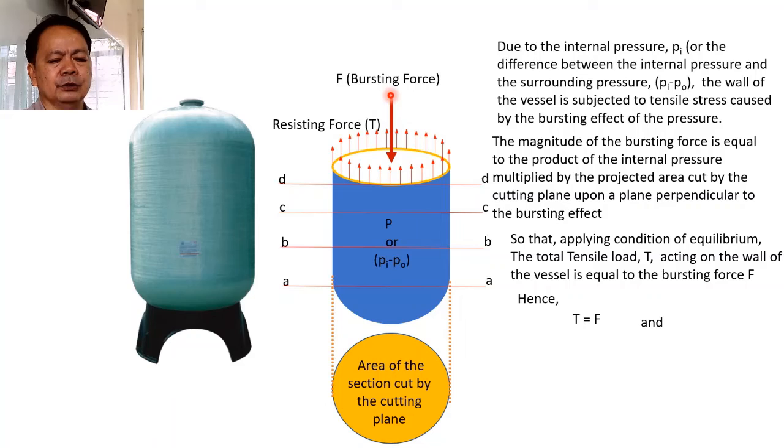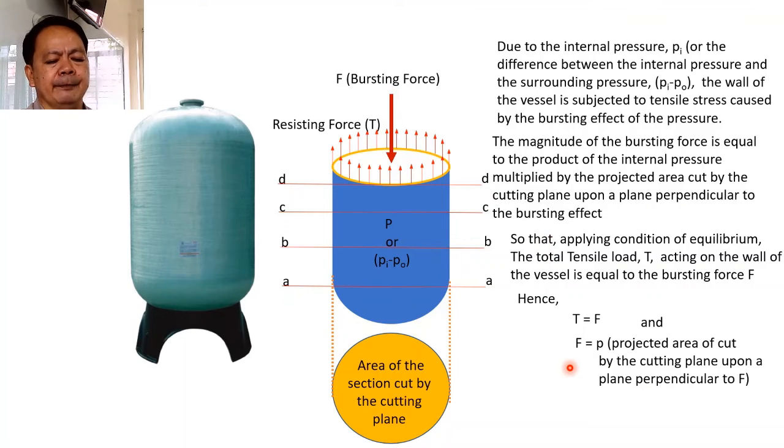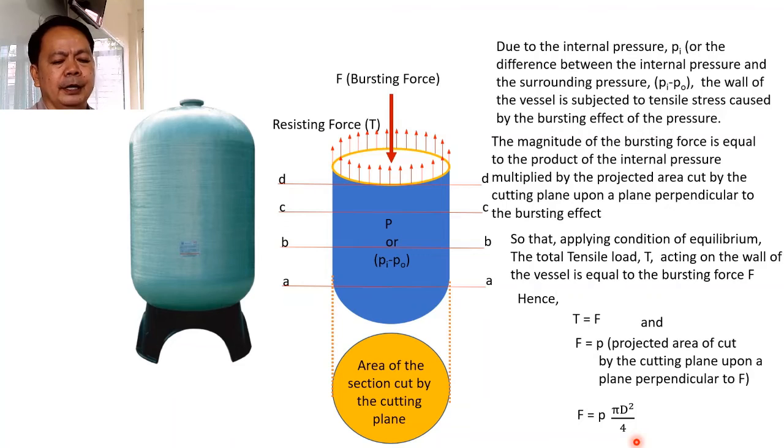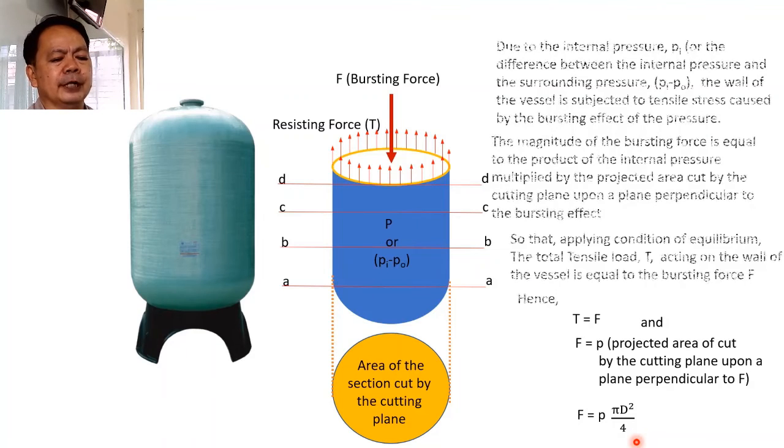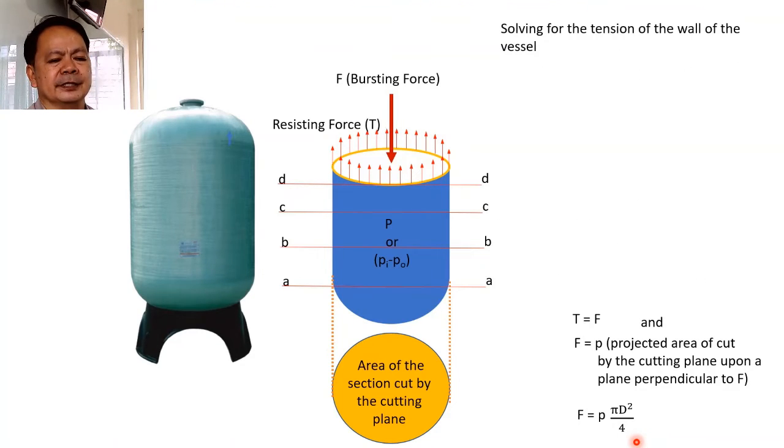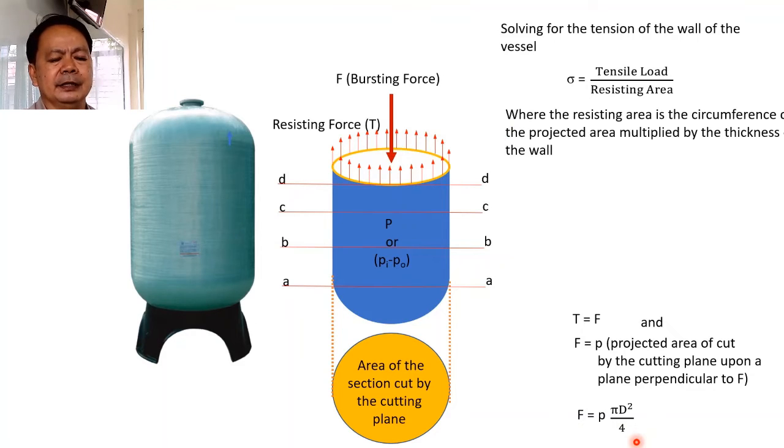And that is equal to, F being equal to P multiplied by the projected area. Therefore, F is equal to P times pi d square over 4. Or, we're going to compute for that stress that will be developed on the tension of the wall. Therefore, we have tensile stress equal to tensile load divided by the resisting area, and that resisting area is equal to the circumference of the projected area multiplied by the thickness of the wall.